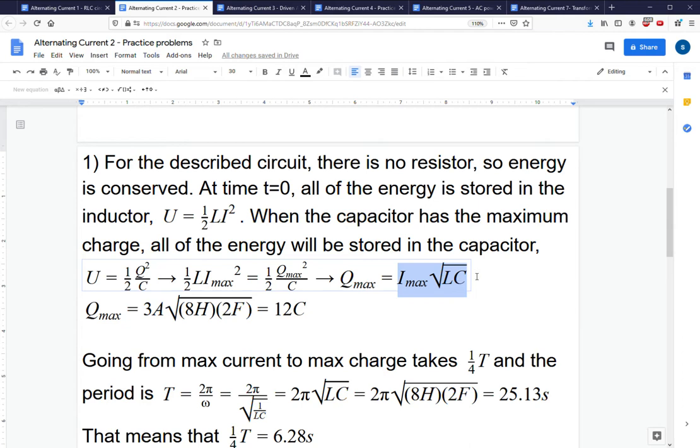Now you might remember square root of 1 over LC is omega. This is not a coincidence. But if we plug our values in, I maximum is 3 amperes times the square root of 8 henries times 2 farads, we get a maximum charge of 12 coulombs. So this is the answer for part A. The maximum charge is 12 coulombs.